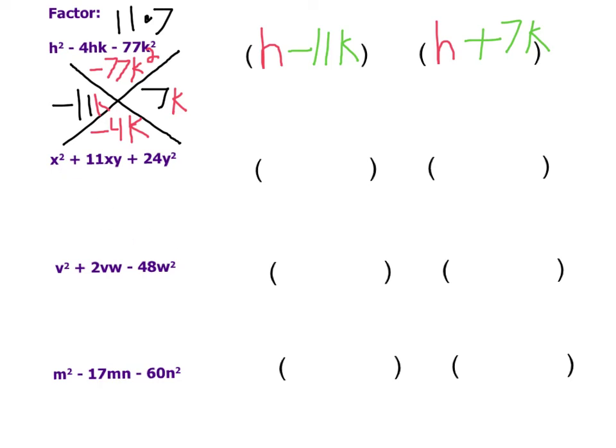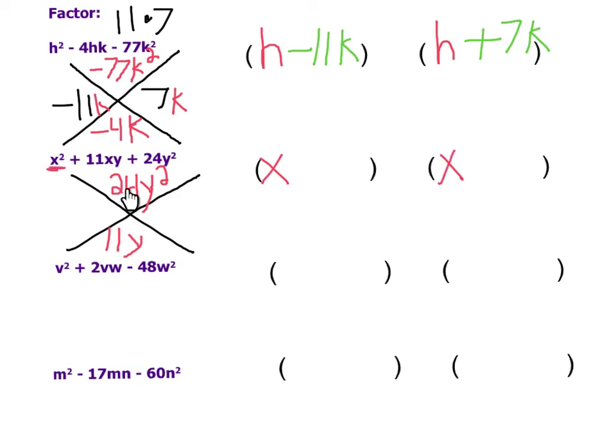I want you to try this one. Let's set it up with an x. Okay, starting off, I know that I need x in both of my first spots here because x multiplied to x will give me x squared, so that's done. Now I have to say to myself, what multiplied to what is 24y squared, but if I add it, it adds up to 11. So I need to do my factors of 24.